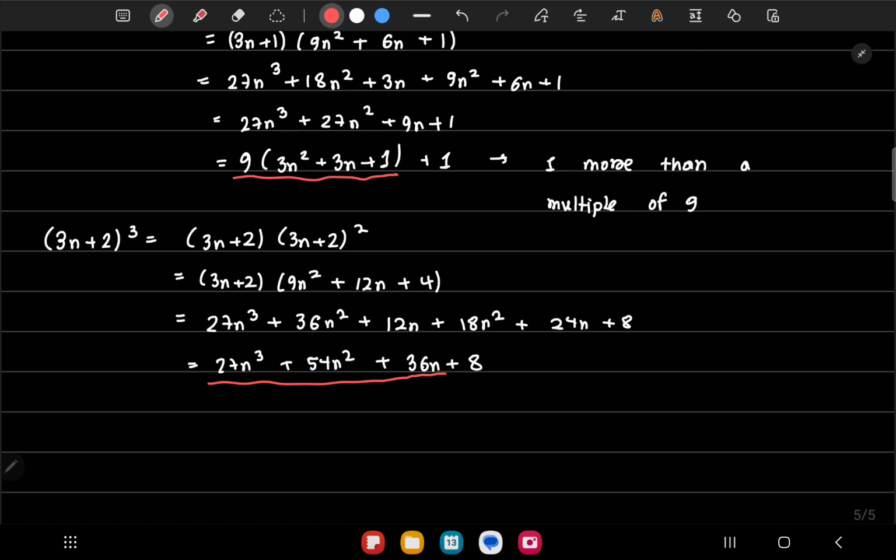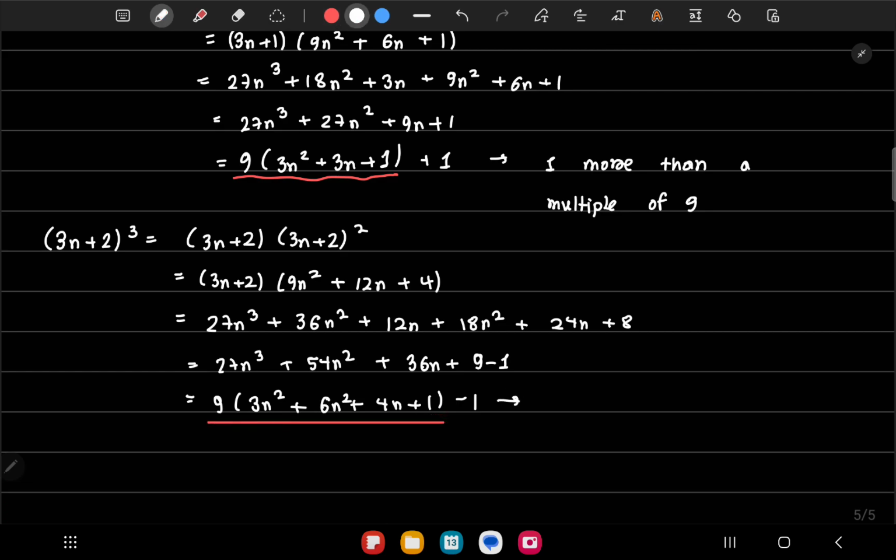This must be a multiple of 9, and if I add 8, this will be 1 less than a multiple of 9. If I want to say it that way, I can just write 8 down as 9 minus 1. Now this whole term can be factored out, 9 can be factored out from here. I can write this down as 9 times (3n squared plus 6n squared plus 4n plus 1) minus 1. So this part over here is a multiple of 9, and we have a minus 1, so this is 1 less than a multiple of 9.